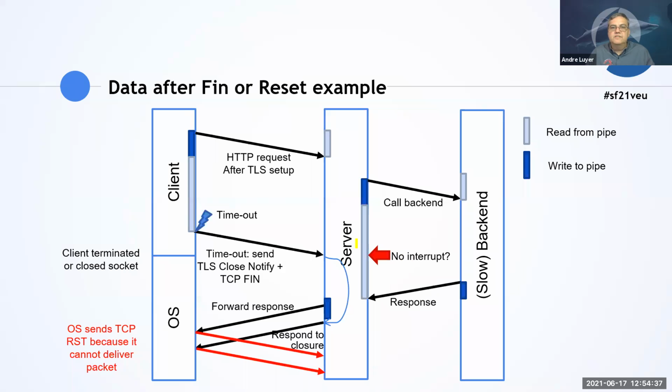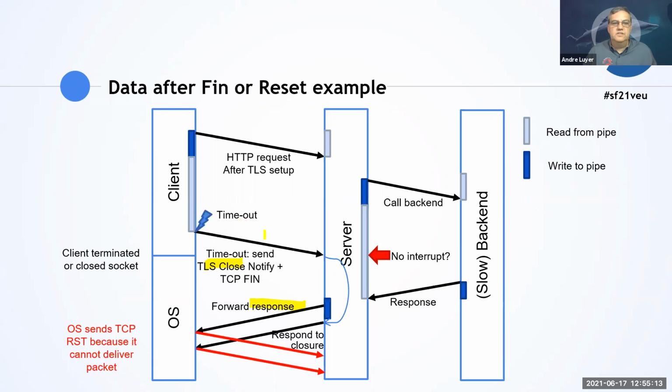But if the server does not respond to that and keeps waiting for the backend, what you see now is that it will send forward the response and then respond to the closure. But by then the client is already gone, closed the connection or closed the socket or was crashed, killed, whatever. And then the operating system will send TCP resets. So you see here, you have a TLS close followed by data, indicating a problem.